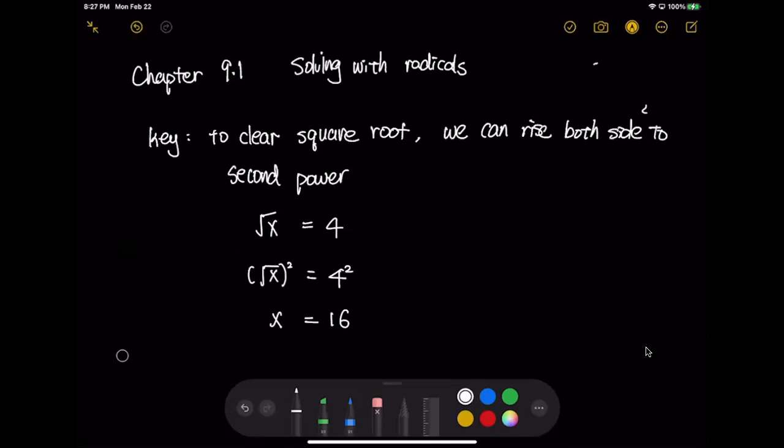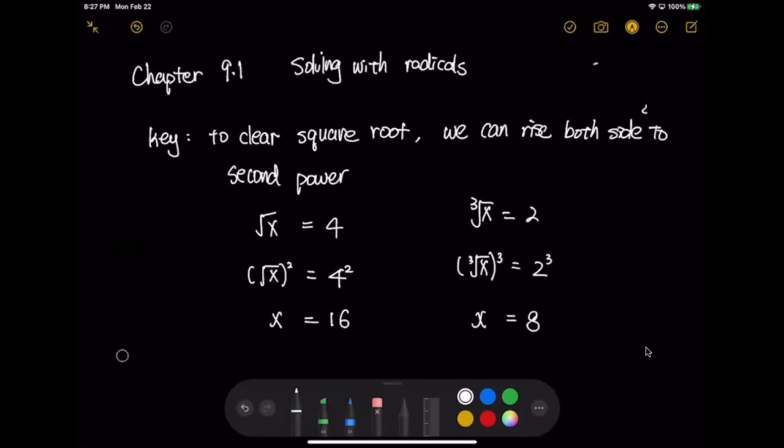We do the same thing when it comes to a cubic root, such as cubic root of x equals 2. In order to solve that cubic root, we raise to the third power. So x equals 8.